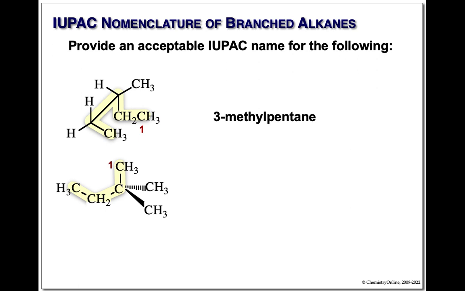Now, what we have is 4 carbons, that's a butane, right? Attached to the butane at carbon number 2, we have 2 methyl groups. So it's going to be a 2,2-dimethylbutane.